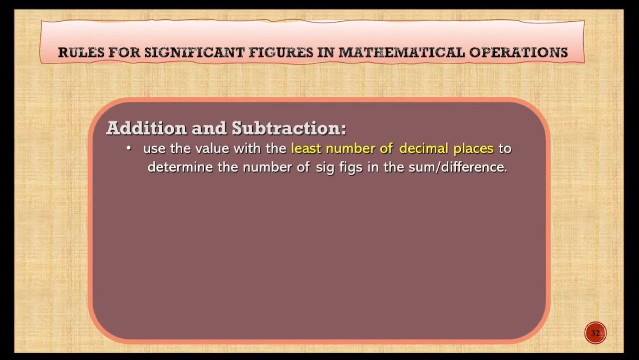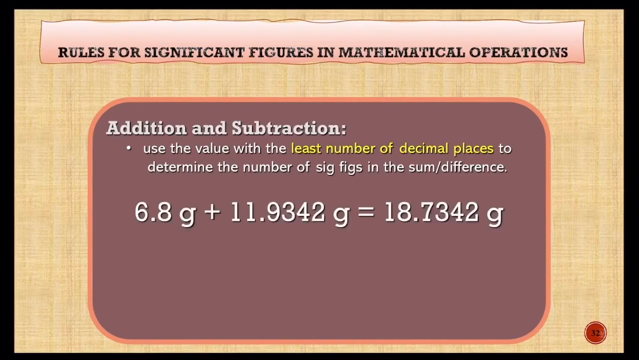Now let's look at the rules for counting significant digits in mathematical operations. We'll start with some addition and subtraction. So the rule for addition and subtraction is to use the value in your problem with the least number of decimal places to determine the number of significant figures in the sum or difference. So let's look at an example.